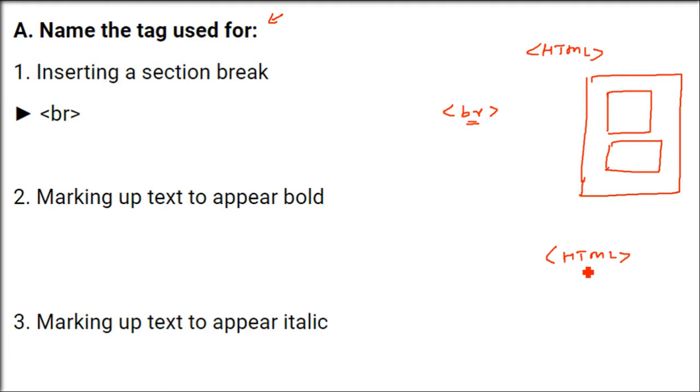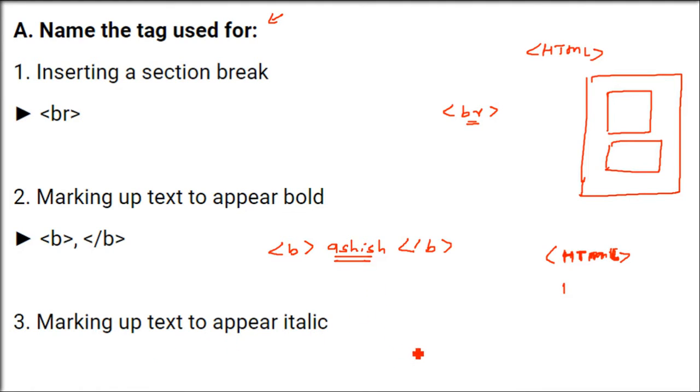Marking up text to appear bold. Now if you want to make it bold, just make it more emphasized. So if you want to make certain content bold, you will use B. This is a B tag. So if your name is, say, Ashish, then B, and then /B. You have to close this tag also, B. Now this Ashish will be shown in bold.